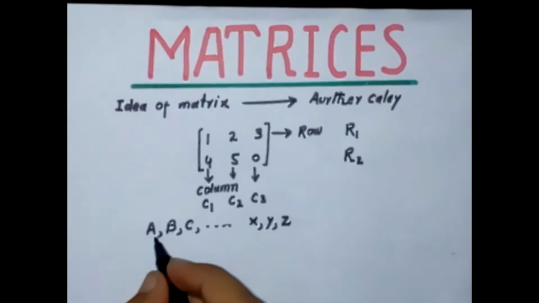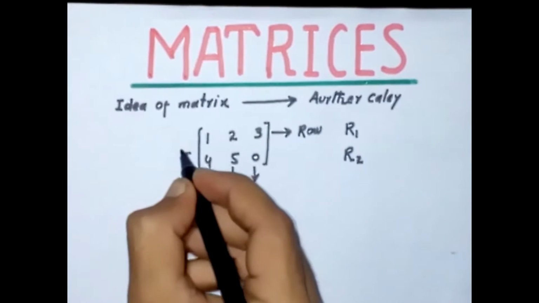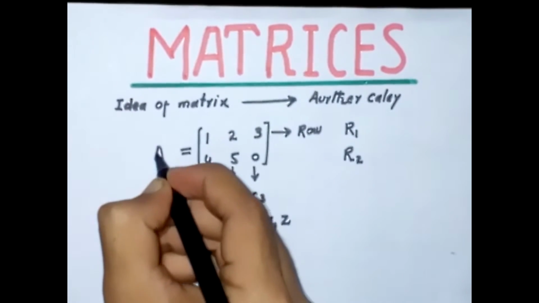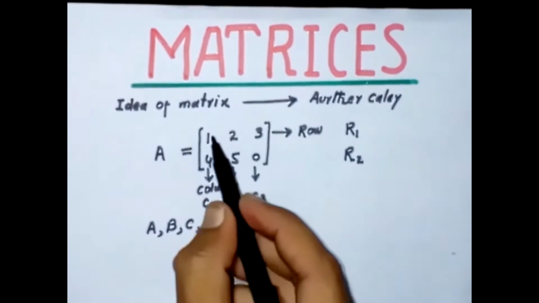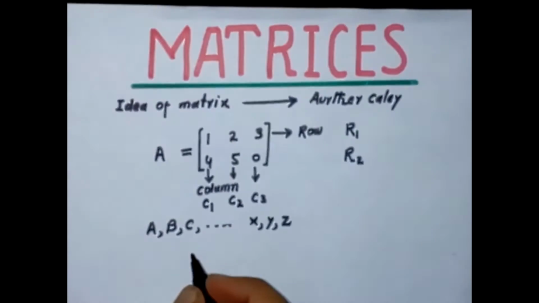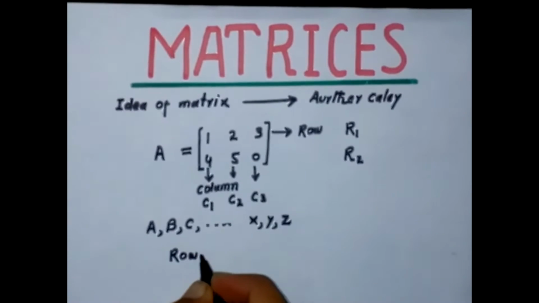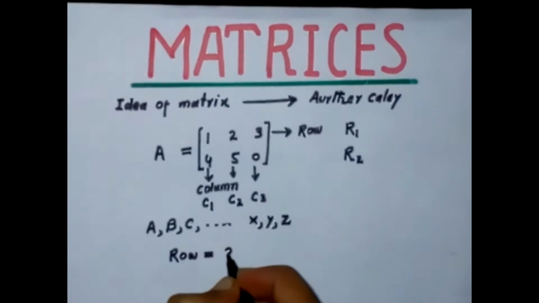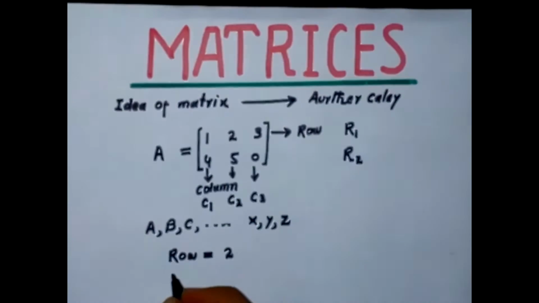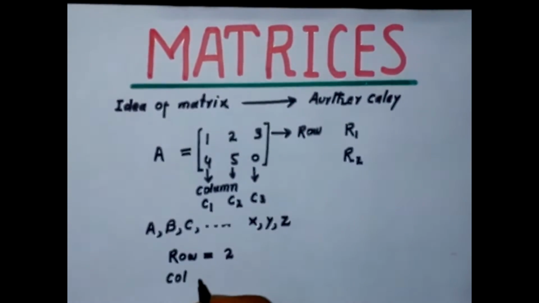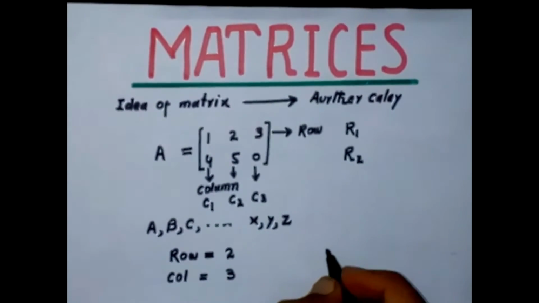A matrix is generally denoted by capital alphabets, such as we denote this arrangement by a capital A. Now in this matrix we have 2 rows and 3 columns. So the number of rows in matrix A is 2 and the number of columns in matrix A is 3.